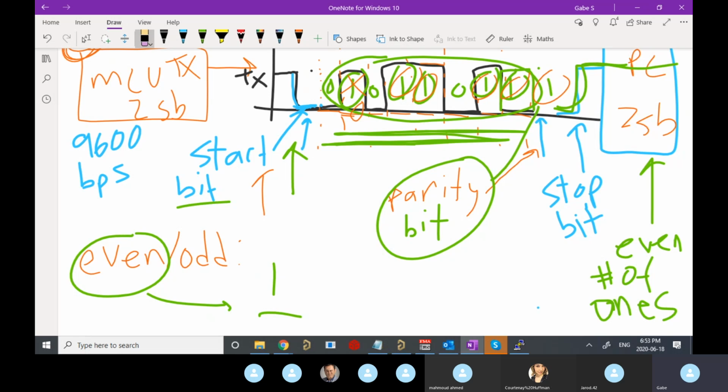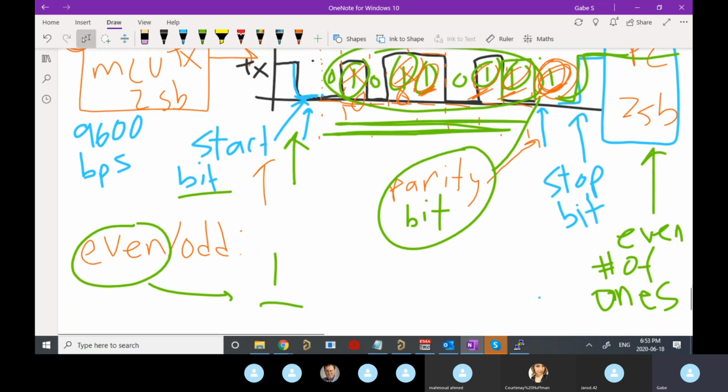Now you can imagine this is not foolproof, right? What happens if 2 data bits go wrong? If this also went to 0, then I'd have 1, 2, 3, 4 ones. Hey, it's even, everything's fine, right? So this is one of the most basic forms of error checking. It's not foolproof, but it can help for a very low cost. All you need to do is put an extra little bit here on the very end and agree on even or odd parity, and then you have a very basic form of error checking.